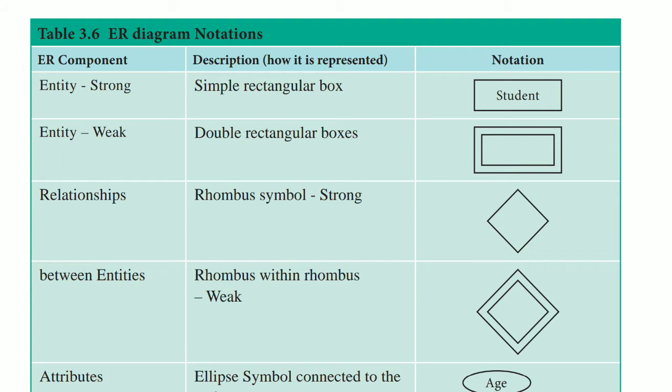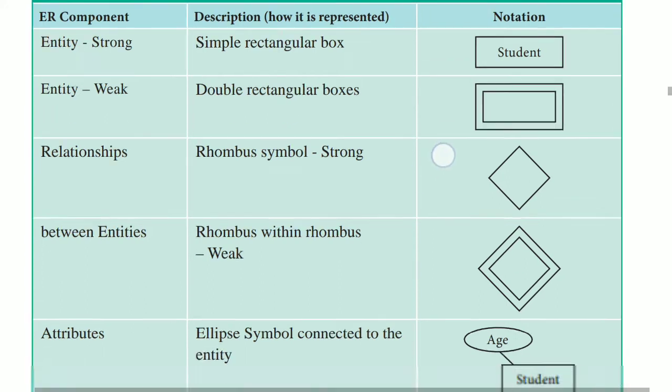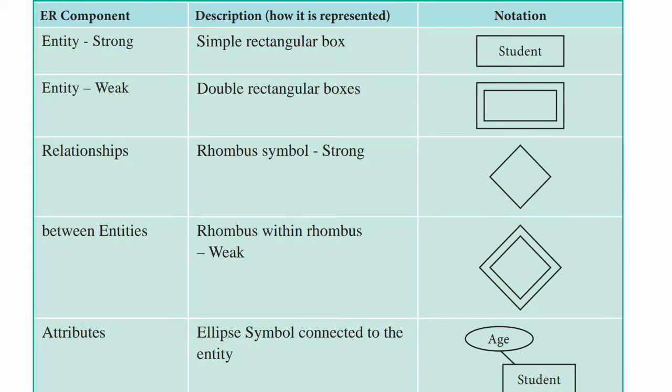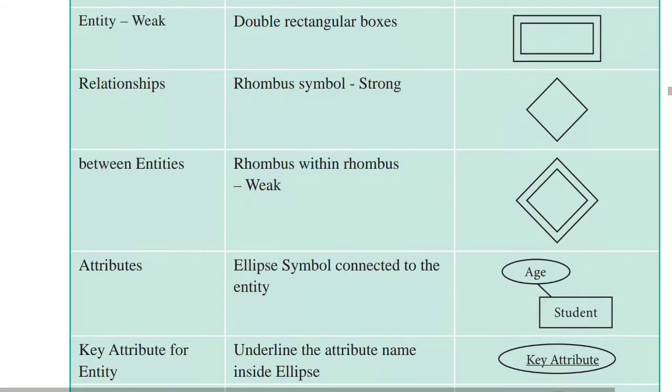Next is relationship. A relationship is represented by a rhombus symbol, or diamond shape symbol. Relationship also has two types, one is strong and another one is weak. Here you can see that it is represented by a single line and a double line. A single line represents a strong relationship and a double line represents a weak relationship.